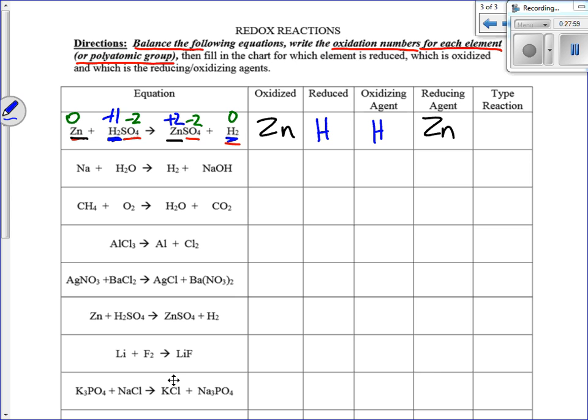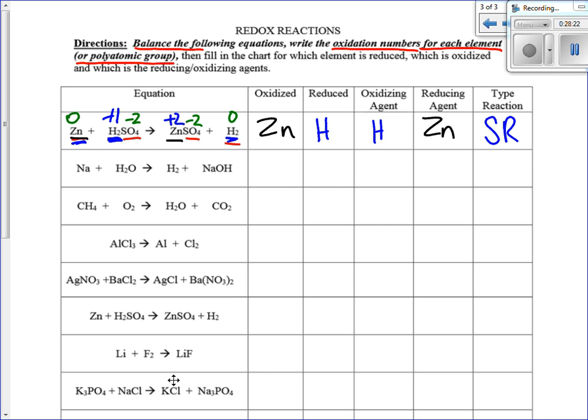Now, what type of reaction is this? Remember those types of reactions like decomp, synthesis, that kind of stuff? What kind is this one? It is a single replacement. Good. Single replacement. Remember, we have one switch going on. The zinc switches with the hydrogen. Okay, so it's single replacement.